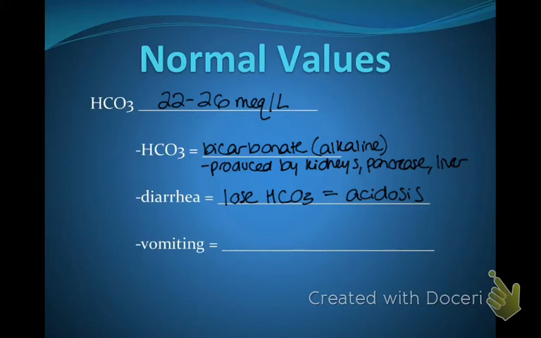And if it's not coming out the bottom end, it's coming out the top end. Vomiting, NG tube. With vomiting and NG tubes, you lose acid. You're actually retaining bicarb, and that becomes more alkalotic.